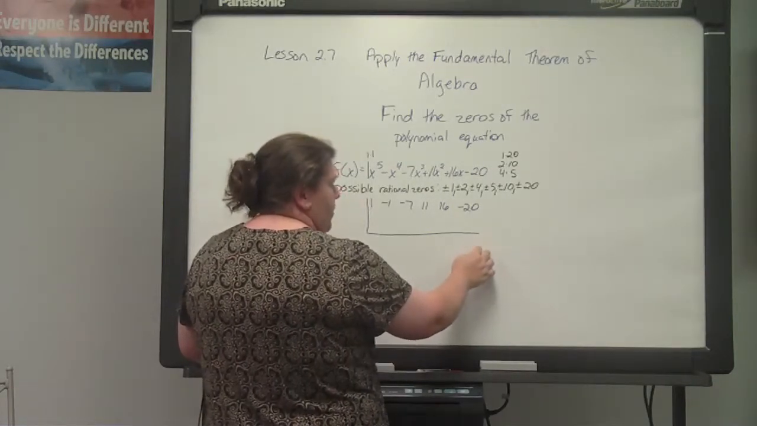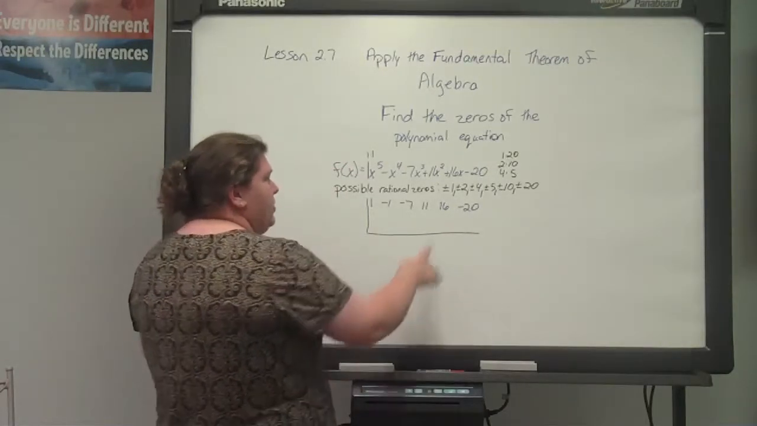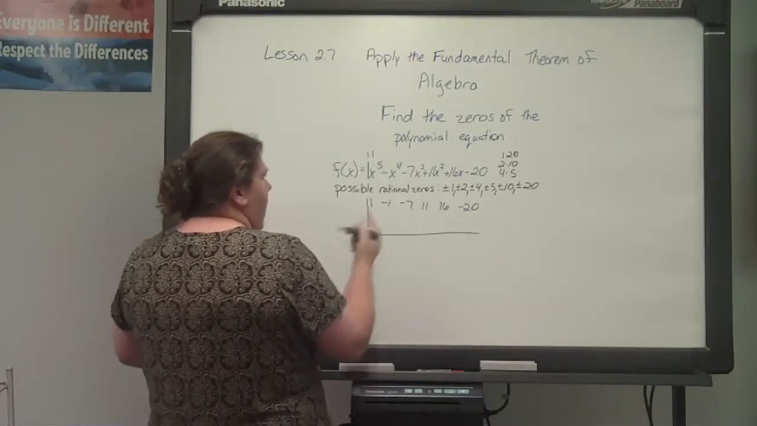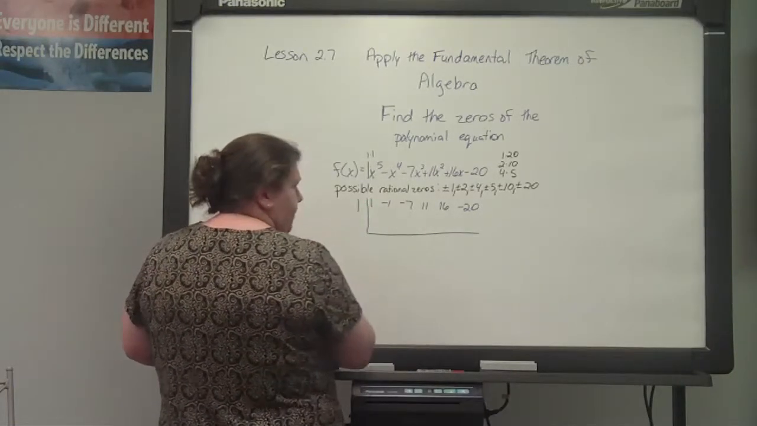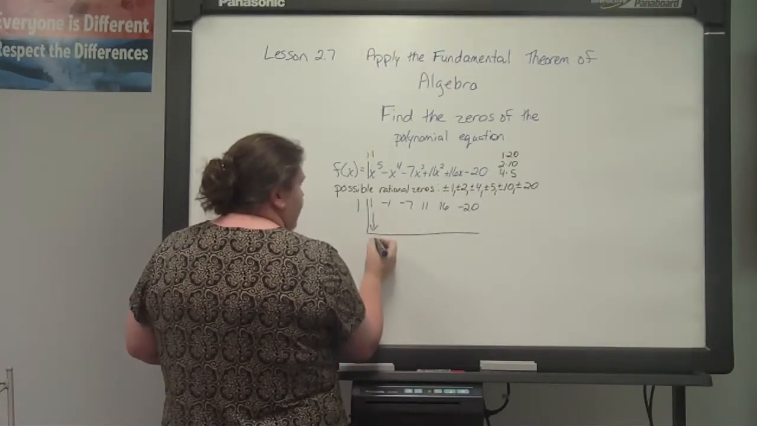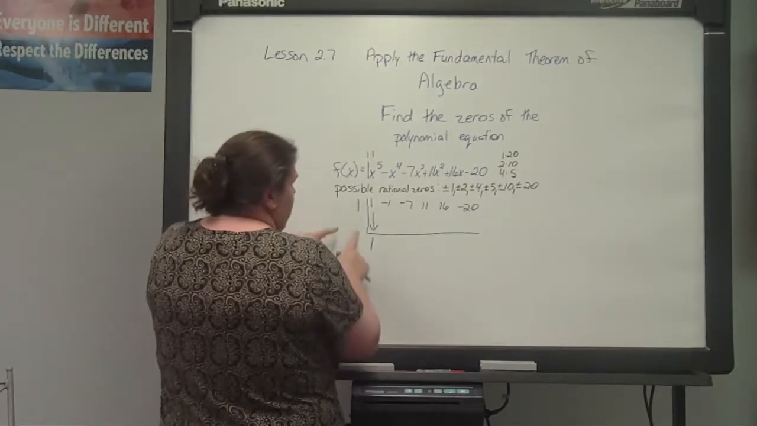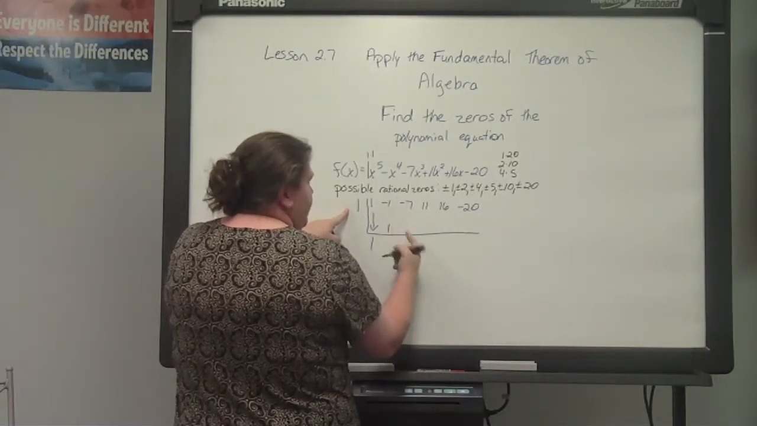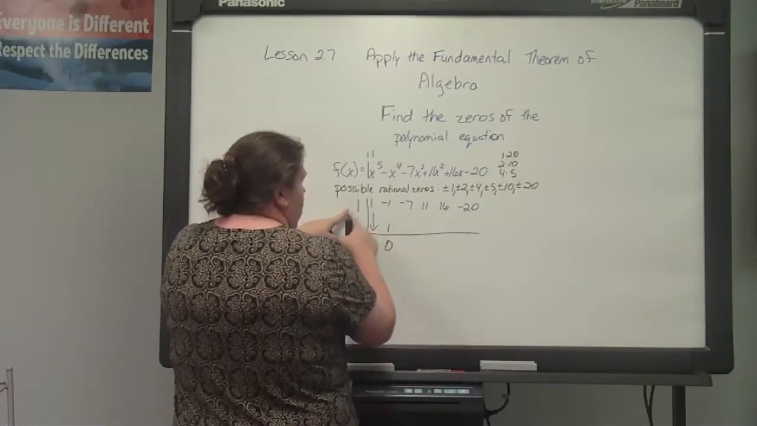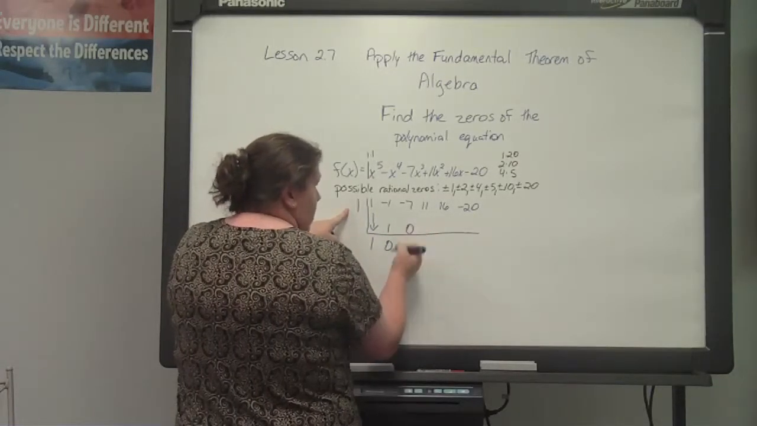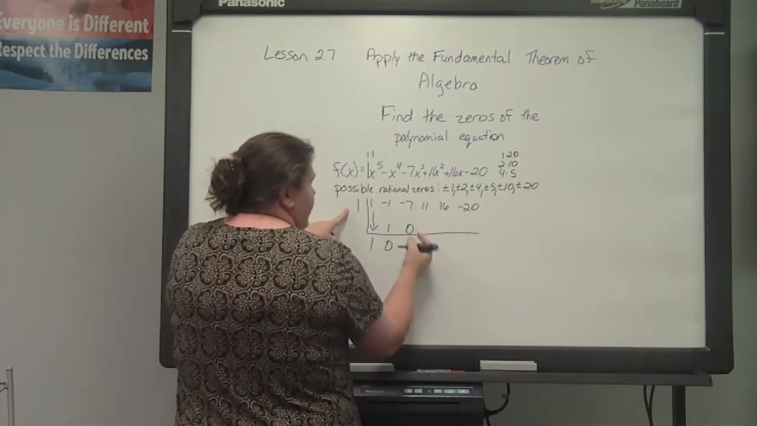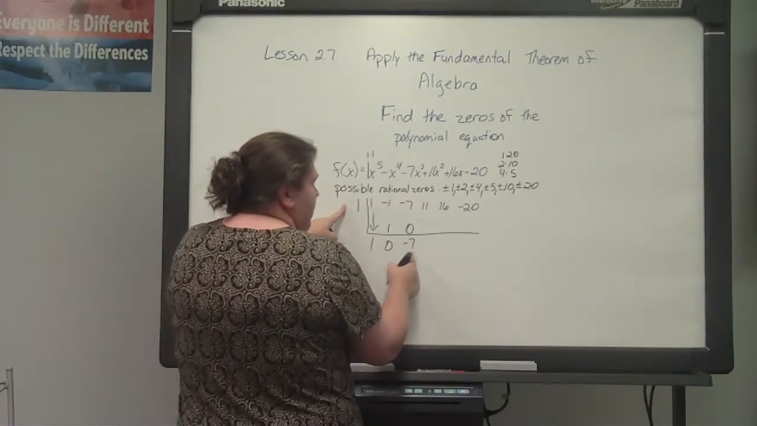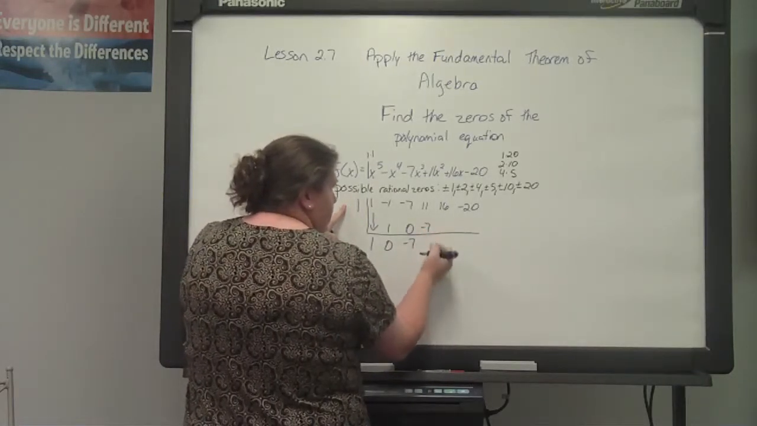That is our goal. What I like to do is use my smaller numbers first, and so that's what I'm going to do now. I'm going to choose to use 1. Remember, we always bring down the first coefficient. So we have 1 times 1 gives me 1. A negative 1 plus 1 gives me 0. 1 times 0 gives me 0. A negative 7 plus 0 gives me a negative 7. 1 times a negative 7 gives me a negative 7.